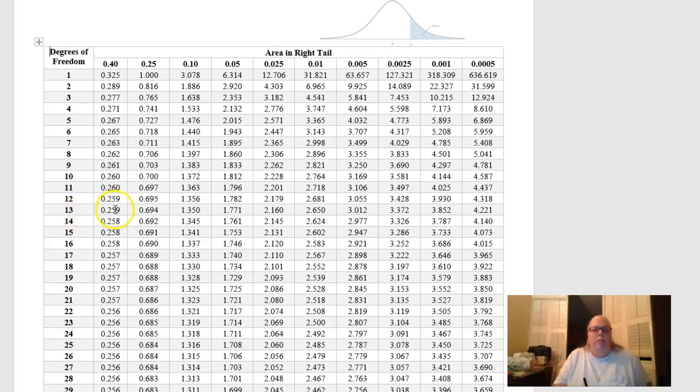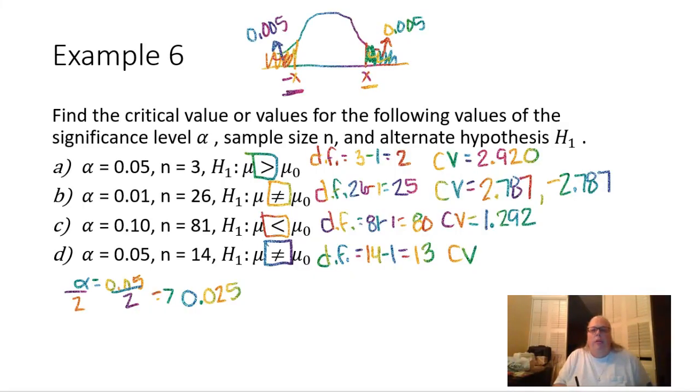Line 13, column 0.025. Here it is, 2.160. And let's not forget the negative 2.160, because we are actually finding a right tail and the left tail over here.